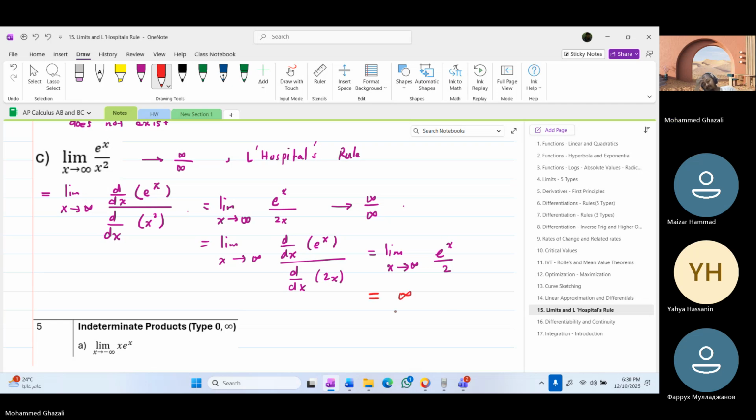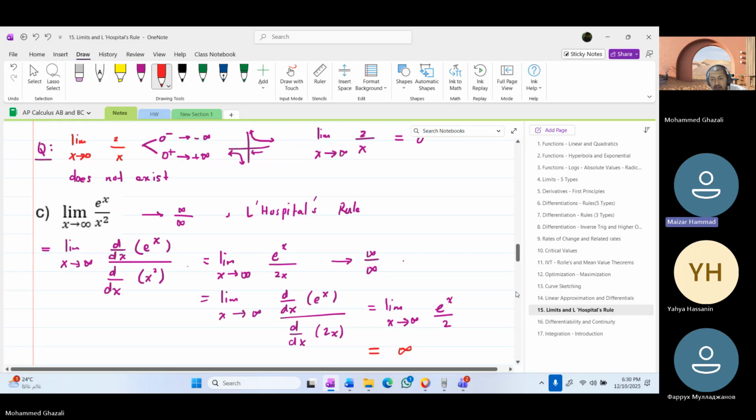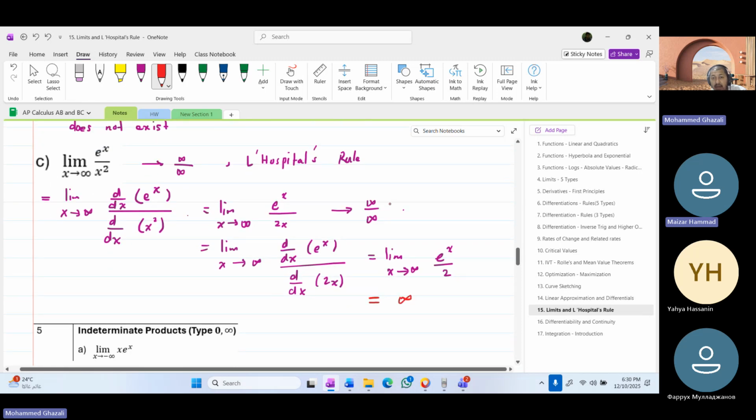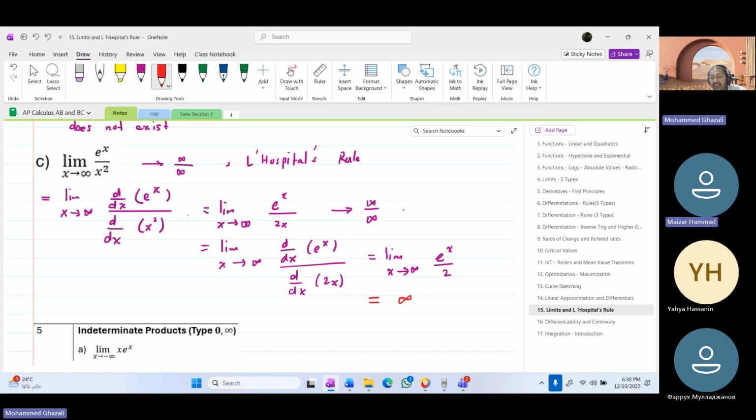Are we good? Sorry, when you have infinity over infinity, why did you get the derivative of the original function again? Because it's e to the power of x over 2x, which will give you infinity over infinity. Shouldn't L'Hopital's rule take the derivative of infinity and infinity, which will be 0 over 0? No, you're not taking the derivative of infinity over infinity. You're taking the derivative of these functions, f over g. So you differentiate it again. You repeatedly do it until you get an answer.